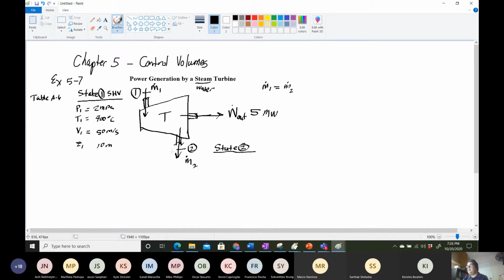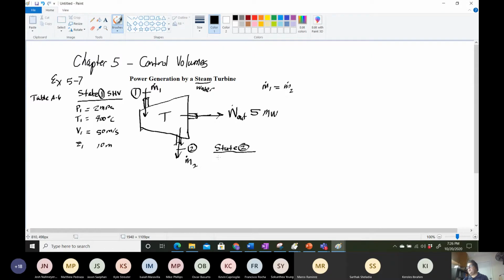Now we can't assume anything for state 2. There's saturated liquid, saturated mixture, saturated vapor, and then there's superheated. It can be any of those. Again, it could be saturated liquid, saturated mixture, saturated vapor, and superheated vapor. So for 2, we can't assume anything. We got to solve it and let the clues tell us what it is.